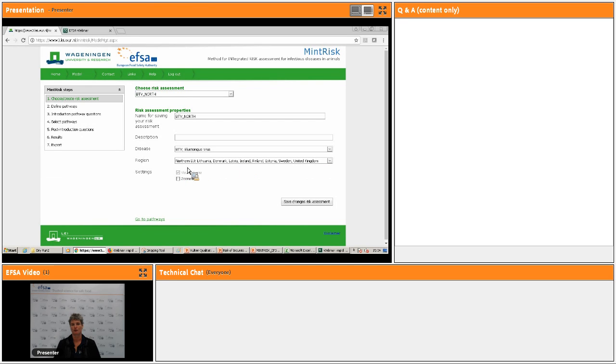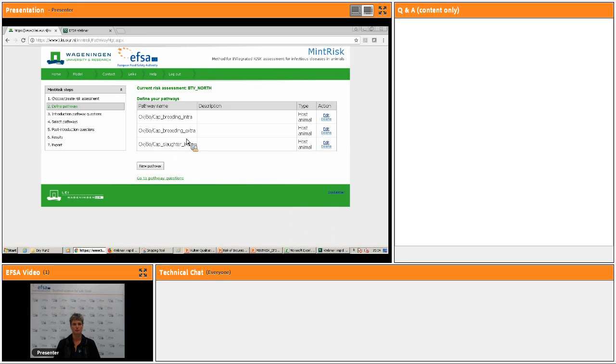That means that the north of Europe is a specific set of countries that we look at. It's not a zoonotic disease, so I don't need to tick this. So I can go on to the risk pathways.